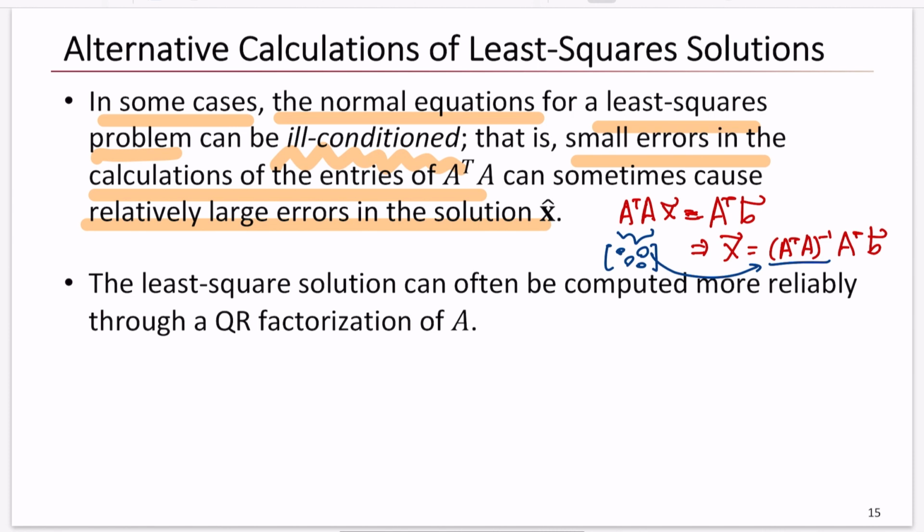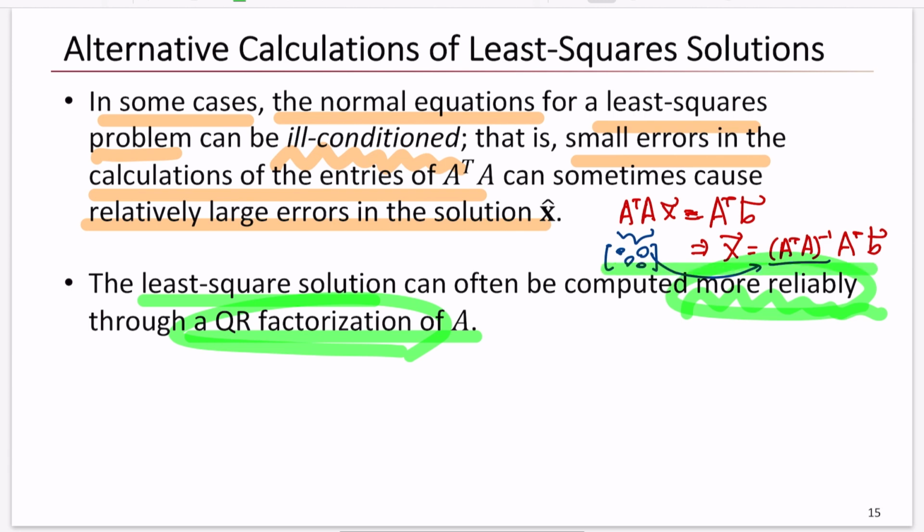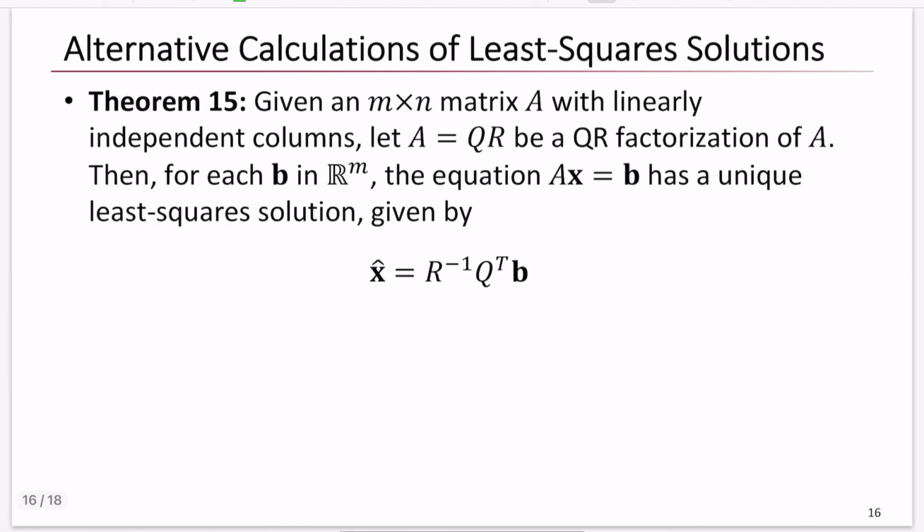So alternatively, more practically, the least square solution can often be computed more reliably through the QR factorization of matrix A. We just discussed the QR factorization in the previous lecture note. So from now on, to find the least square solution, we can just use the QR factorization, because this is a way to more reliably estimate the least square solution compared to this original numerical solution. That's Theorem 15.